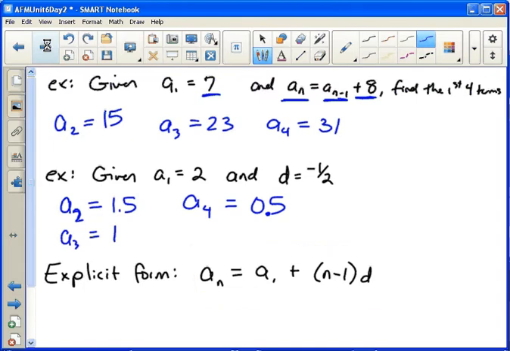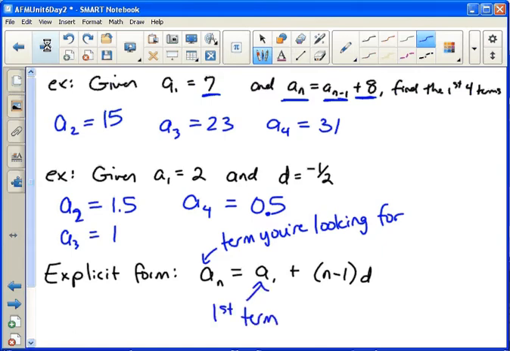This is the term you're going to be looking for. a1, as it has been all along, is your first term. d is the common difference. And then n is the number of the term you're looking for.